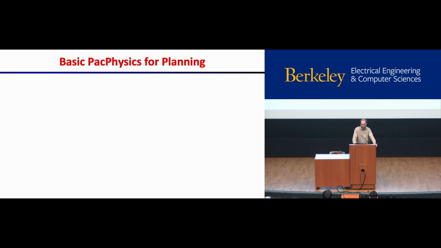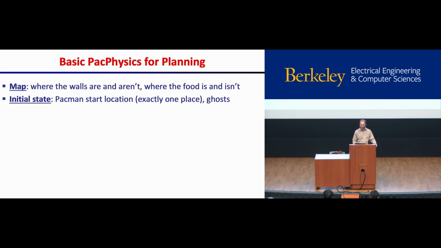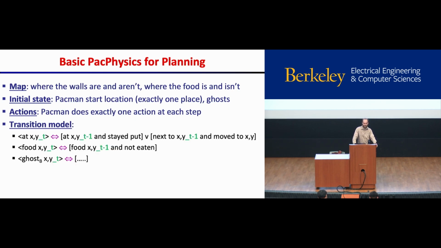Okay. I'll show you some examples in a second. First, here's the basic Pac-Man physics for planning. We have the map, where the walls are and aren't, where the food is and isn't. We have the initial state, Pac-Man's start location. So we're not making Pac-Man unsure about his start location. We're telling him where he is. We have the initial state, where Pac-Man is, where the ghosts are. We have the actions. We have to say, Pac-Man, you can only do one action at each step. We have the transition model. Here now we're adding in food and ghosts.